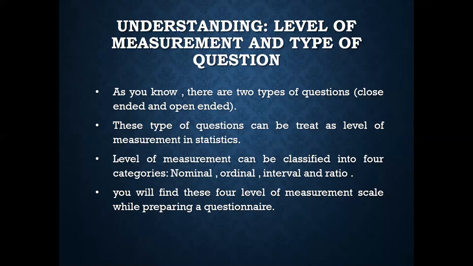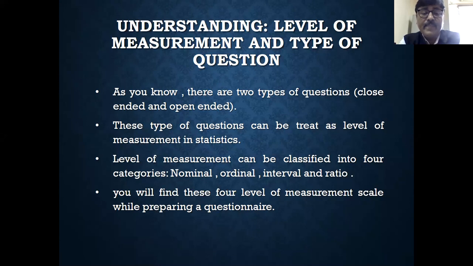Level of measurement is classified into four categories: the nominal level, ordinal level, interval, and ratio. When you look at a questionnaire, generally we include the gender of the respondent, the educational qualification of the respondent, and the religion of the respondent. So this questionnaire is measured on some scale.